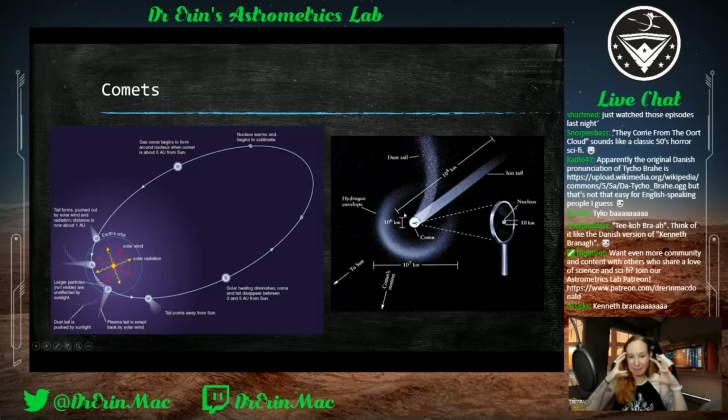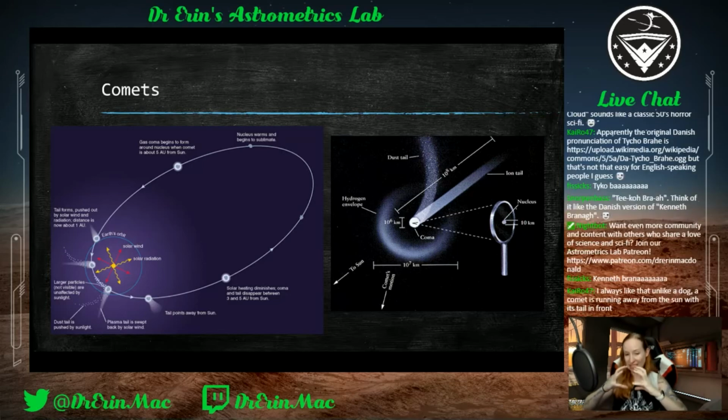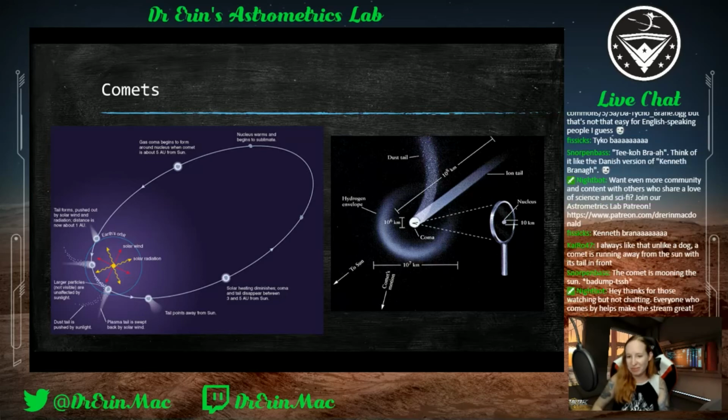When you see that blob that's like the main part of the comet, you're actually seeing that gas cloud. The nucleus itself is super tiny, but the coma, that gas cloud around it, is much bigger. The comet's motion is in this direction because we can see the dust tail here. And then the plasma tail, or ion tail, is always pointed away from the sun. And like Cairo said, unlike a dog, a comet's always running away from the sun with its tail in front.